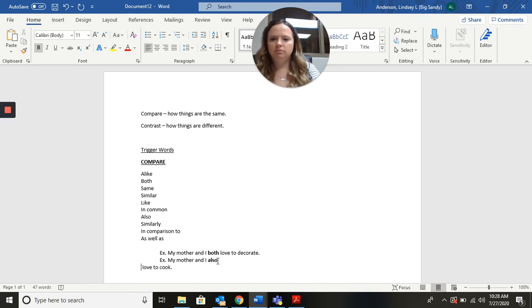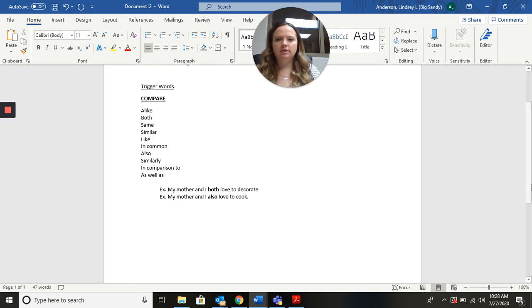So make sure that you analyze what that trigger word is saying. Let's go down here and write, in bold and underlined, contrast. Some words that would indicate a contrasting relationship, a relationship talking about how things are different, would be words like different, differ, unlike, not alike, difference.